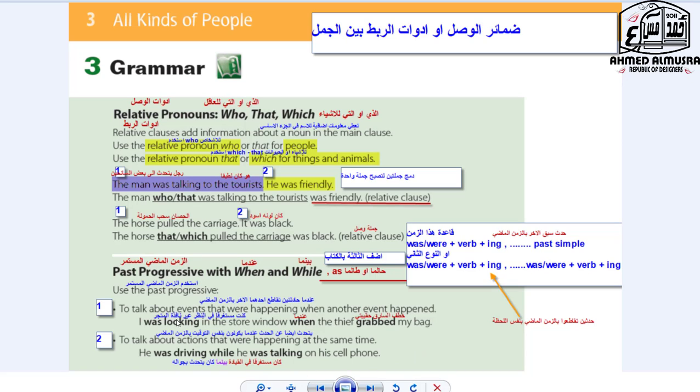So look at number 1, to talk about events that were happening when another event happened: I was looking at the store window when the thief robbed my bag. And 2, to talk about actions that were happening at the same time. Number 1 is crossing each other in the past, and this one has both of them happening at the same time in the past. So this is how it works. Look at the example here: I was driving while he was talking on his cell phone.